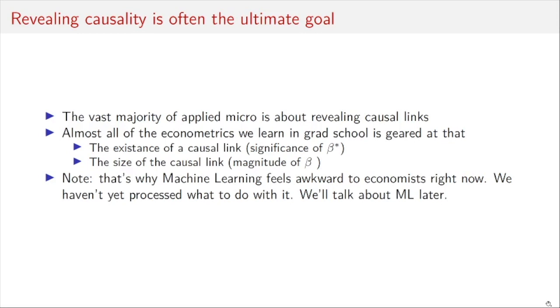As an aside, machine learning feels a little bit awkward to economists right now, precisely because of that reason. We've been thinking about the causal link for so long that now it's a little awkward for us to be thinking about correlations. But we'll talk about machine learning later. This is not the topic for today.